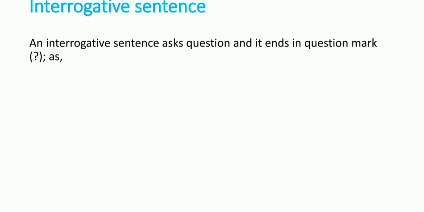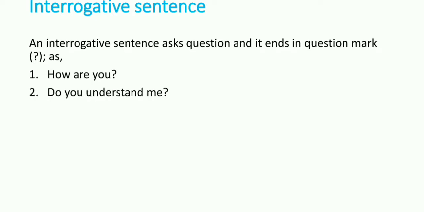Let us come to the next, that is the interrogative sentence. An interrogative sentence asks questions and ends in a question mark. The identification of interrogatives is that at the end of the sentence we can see a question mark. Look at the example. The first example is: How are you? How are you is a sentence, and it is asking a question. So the whole sentence may be said to be an interrogative sentence.